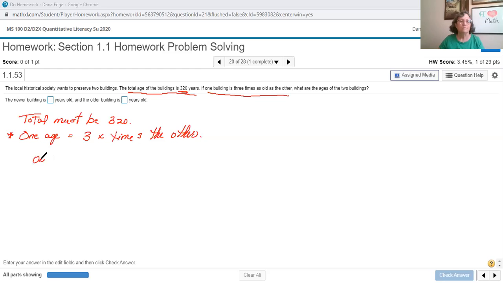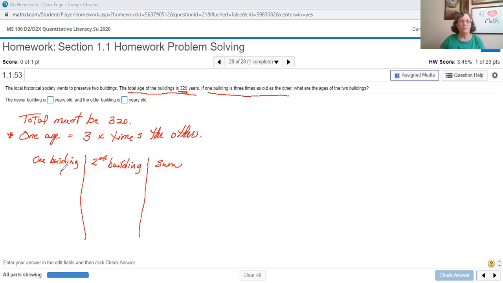So we got one building. We'll kind of organize this. We got the second building. We're going to only use numbers where one number is 3 times the other. So we're looking for the pair that add up to 320.